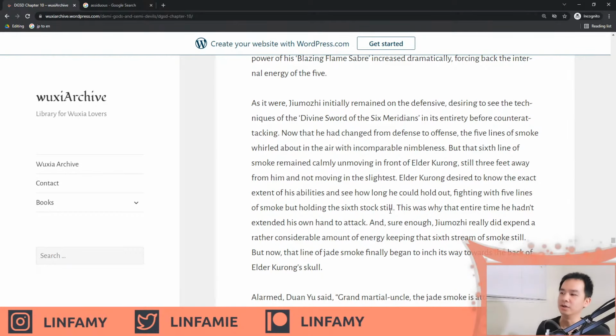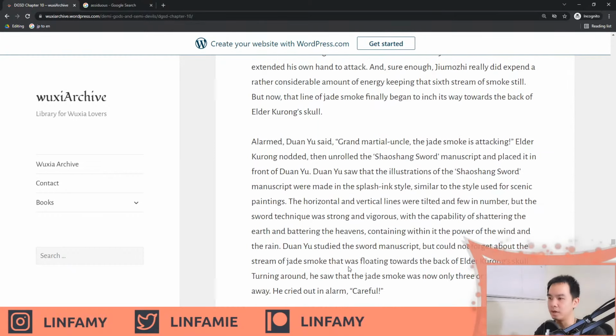Elder Ku Rong desired to know the exact extent of his abilities and see how long he could hold out, fighting with 5 lines of smoke, but holding the 6th stock still. This was why that entire time he hadn't extended his own hand to attack. And sure enough, Jiu Mozi really did expend a rather considerable amount of energy keeping that 6th stream of smoke still. But now that line of jade smoke finally began to inch its way towards the back of Elder Ku Rong's skull.